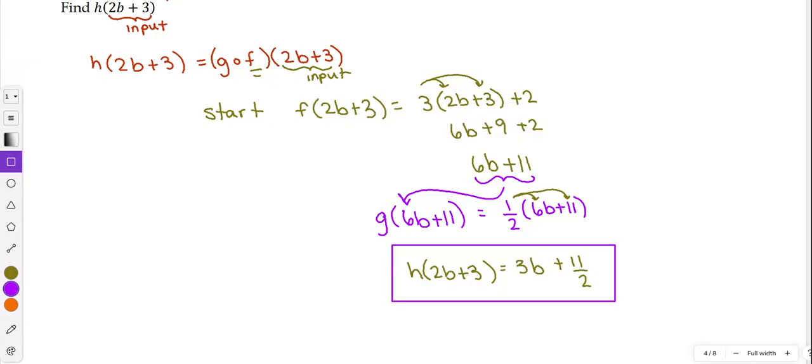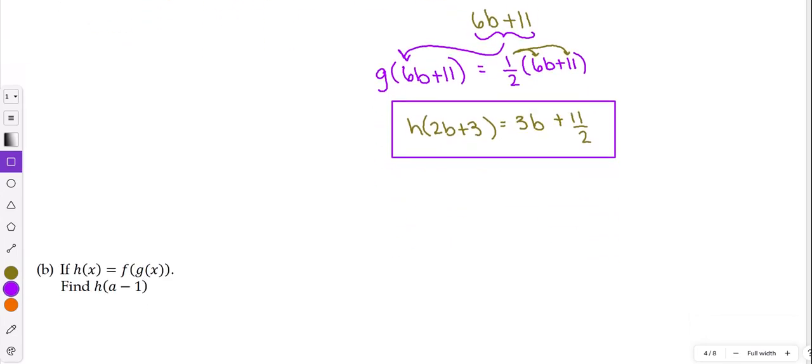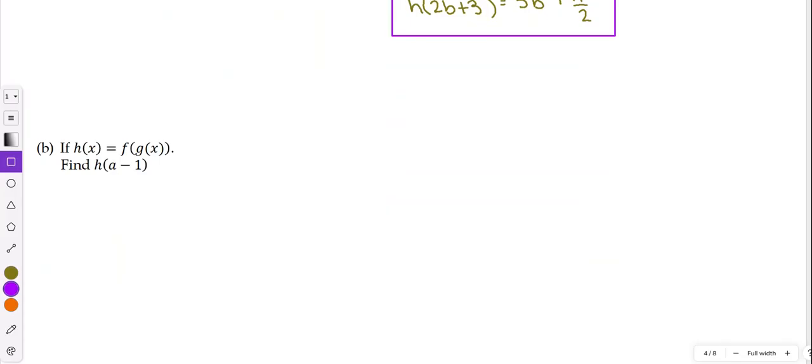So composition of functions, we start with the function that is closest to the input. We get an output. That output becomes the input for the next function. And we keep doing that if we have multiple functions, right? We work our way to the last function. All right, let's do number 2, or letter B.